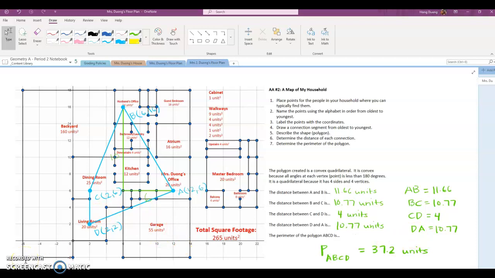Those are the tasks for asynchronous activity number 2. This activity is due the next asynchronous day at 10 a.m. Good luck!